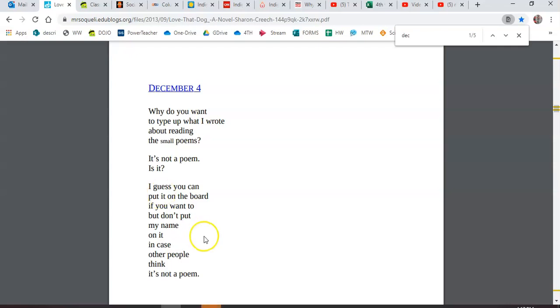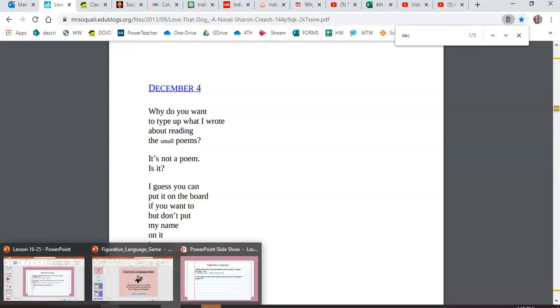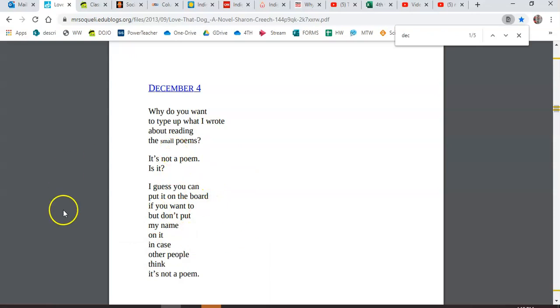And look what he says in stanza 3. "I guess you can put it on the board if you want to, but don't put my name on it in case other people think it's not a poem." So boys and girls, is he proud of his poem? He's not proud, right? Not yet, not on December 4th. So what can we infer based on what Jack just said? "Don't put my name on it." So how is he feeling? He's embarrassed, right? He's embarrassed of his poem.